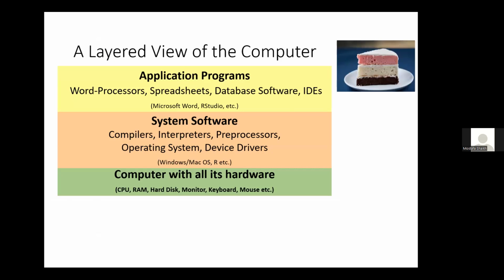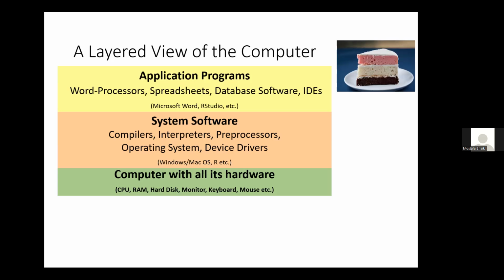Now let's have a layered approach view of a computer and how it runs. Let's solve the mystery. Our computer is nothing but some hardware at the very bottom layer: the central processing unit, RAM, hard drive, monitor. These are the peripherals that we interact with to feed external data to our computer. Then there is a middle layer, which is our operating system, like Unix, Linux, Windows or Mac OS. These are system software, and R is also a kind of system software once you install it.